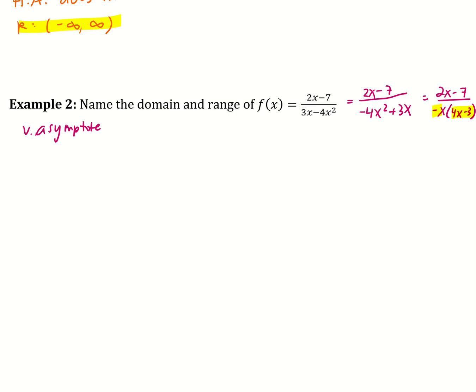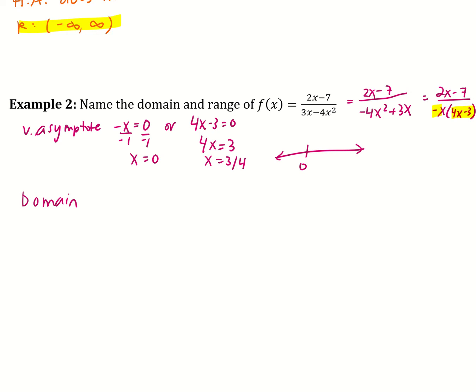Well, my vertical asymptotes are going to come from where either negative x is equal to 0 or where 4x minus 3 is equal to 0. So I've got 2 vertical asymptotes, one at 0, one at 3/4. My domain has to be written in order. So if you're thinking about a number line, the number 0 comes before the number 3/4 because 3/4 is positive. So my domain is everything except these x values.